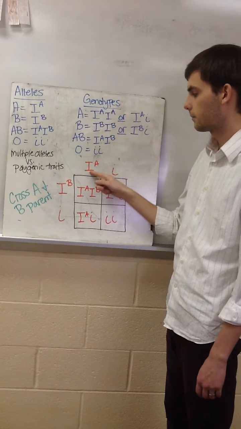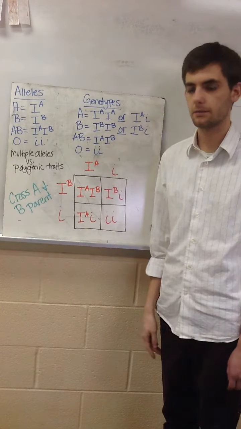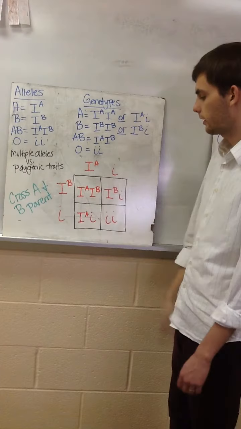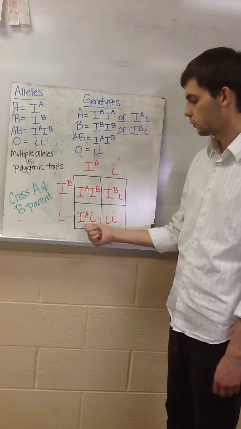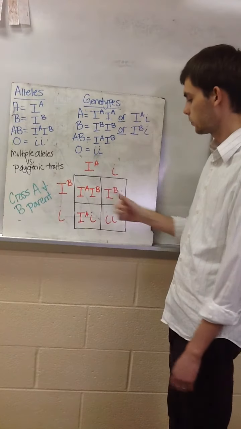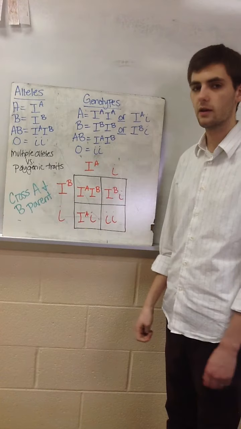So capital I with a capital A and a lowercase i. The same with parent B. You complete your Punnett square, and you end up with a 25% chance of AB, 25% chance of A, 25% chance of having a B blood type, and 25% chance of having O.